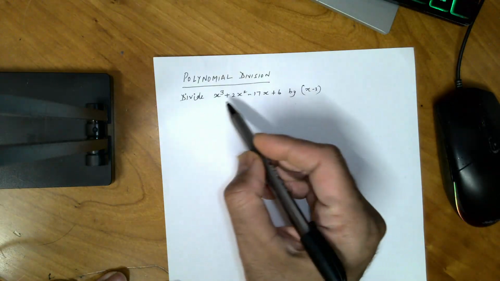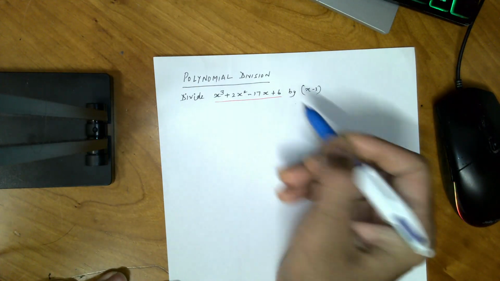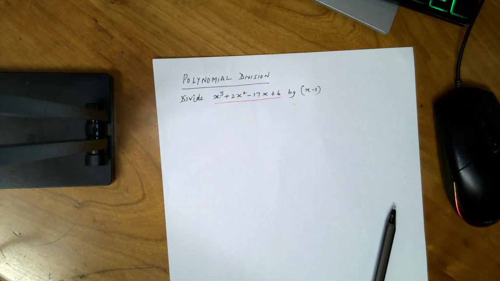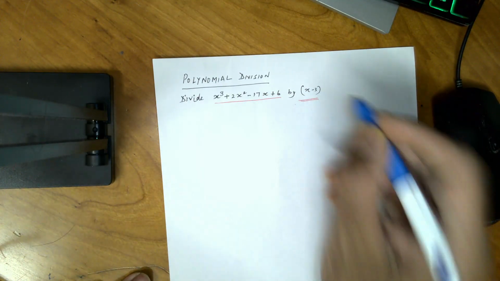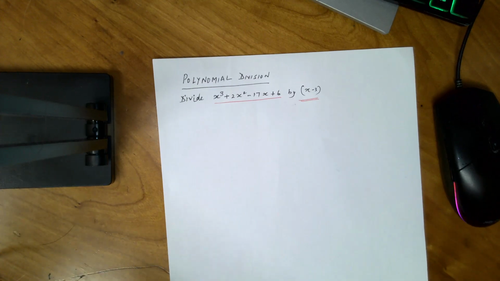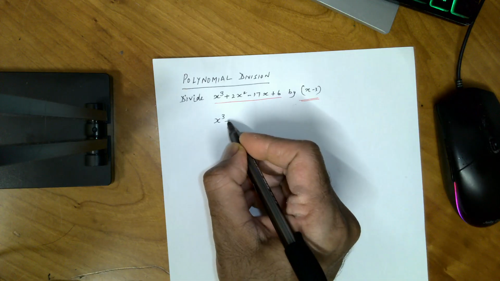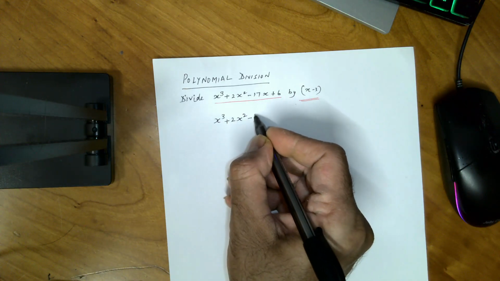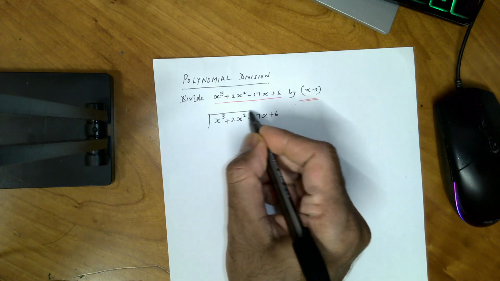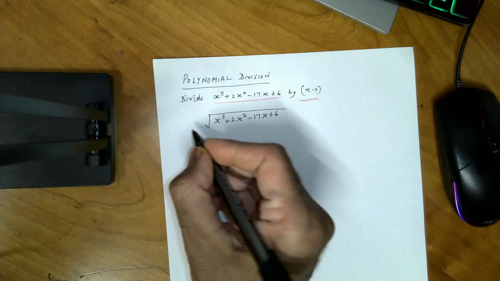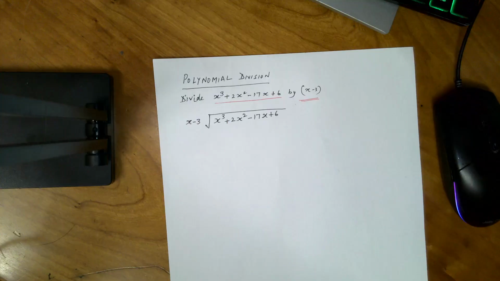You have here a polynomial division, which is x cubed plus 2x squared minus 17x plus 6. And we need to divide that with x minus 3. Okay, so the first step is, let's write this down, same as we do division, and that is x minus 3. So this is what we will divide.